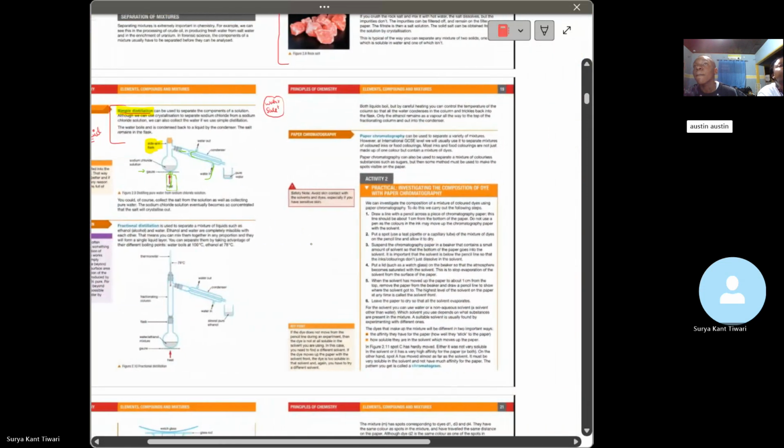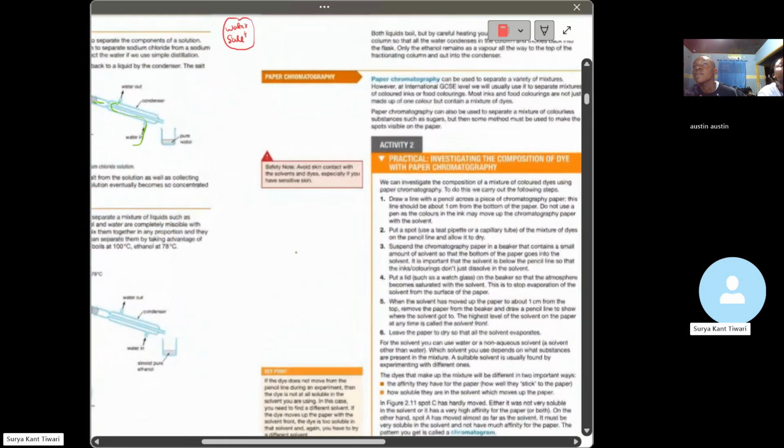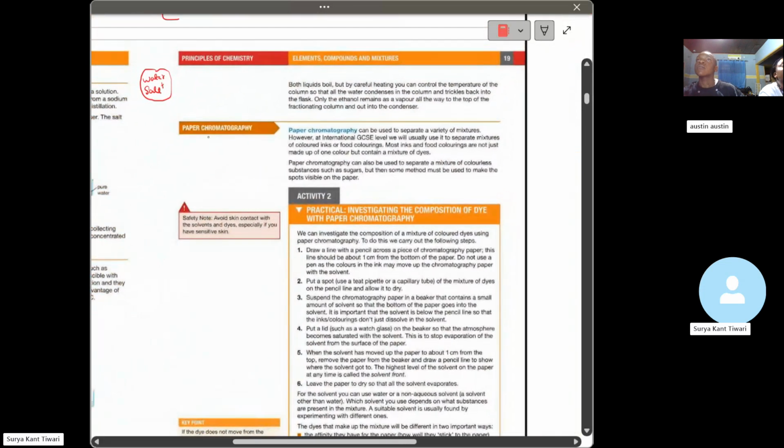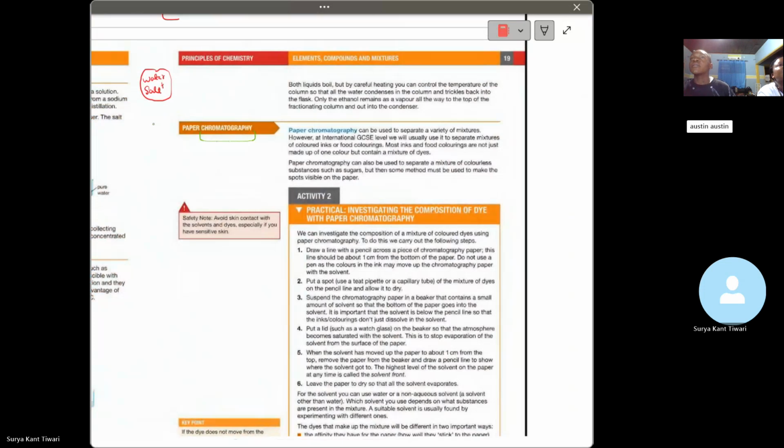Yes, sir. There are more advanced methods of separating. One of the methods is called chromatography. Sir, I have an example of that, sir. You have an example of that? Yes, sir.